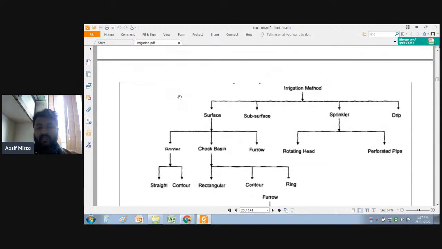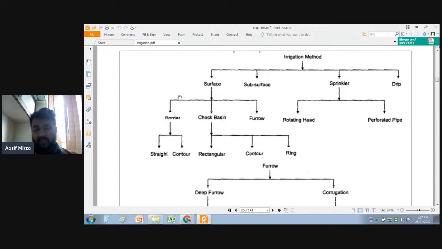Now, moving towards the irrigation methods, in the flow chart or flow diagram you can see the various types of irrigation methods: surface irrigation, sprinkler irrigation, and also drip irrigation. Surface and sprinkler irrigation are classified again. Sprinkler irrigation is classified into two, that is the rotating head and the perforated pipe. Surface irrigation is again classified into three: border surface irrigation, check basin surface irrigation, and furrow surface irrigation.